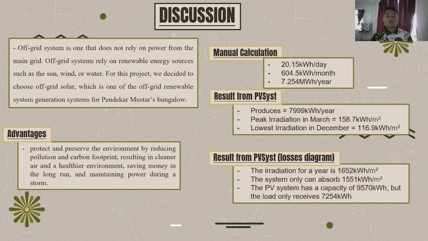From the PVsyst results, we can know the power produced from the solar panel, and it shows the irradiation for the peninsula. The peak irradiation is in March and the lowest irradiation is in December. The result from PVsyst for the loss diagram shows the irradiation for a year, but it also states the irradiation that the system can actually absorb.